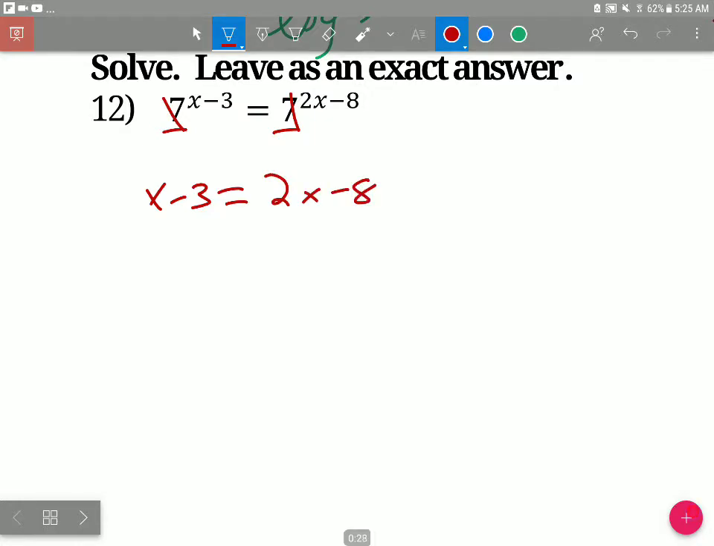I know, hard as can be. And then move your x's one way and your numbers the other. So like I'm going to move my x's to the right, and I'll move my numbers to the left. So that is 8, 7, 6, 5, 5 equals x. Done. Cool.